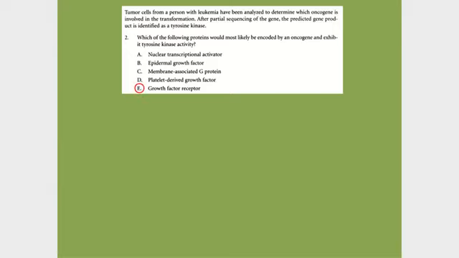Remember, a tyrosine kinase is a receptor for a particular hormone. And in this case, it says a tyrosine kinase, so you look for the word receptor. Of the 5 options, the only option that has the word receptor is growth factor receptor. So that's why the answer is E. Now option D, platelet-derived growth factor, or option B, epidermal growth factor, are hormones that bind to a receptor, but they are hormones, and the hormones do not have tyrosine kinase activity.